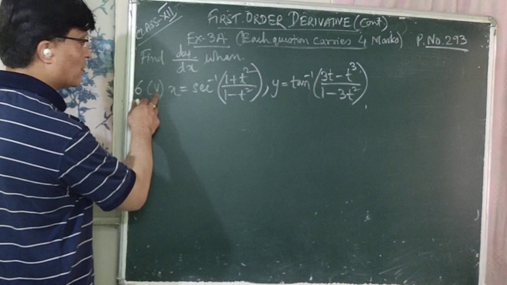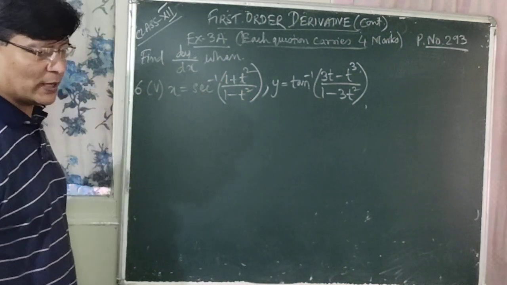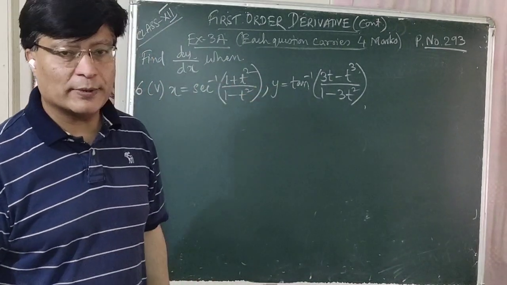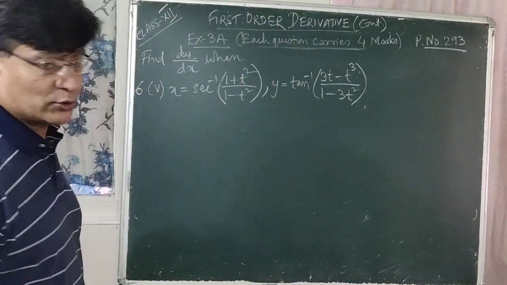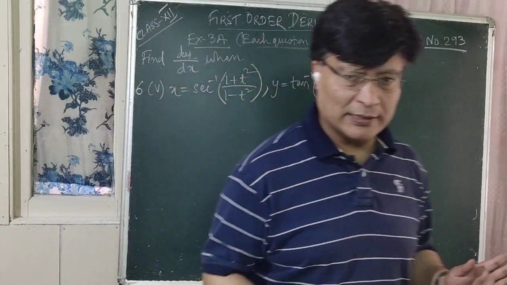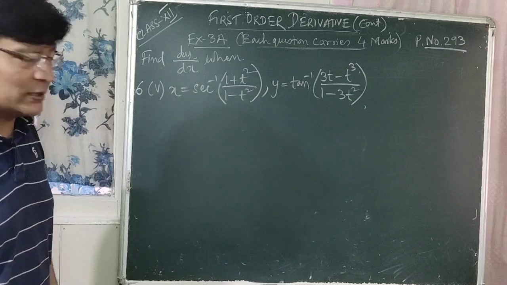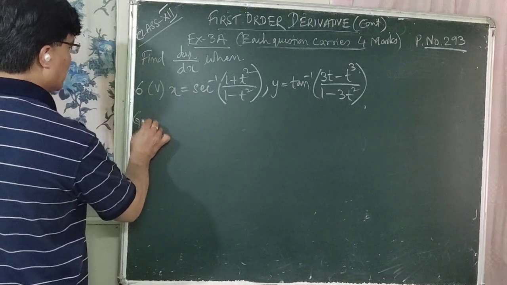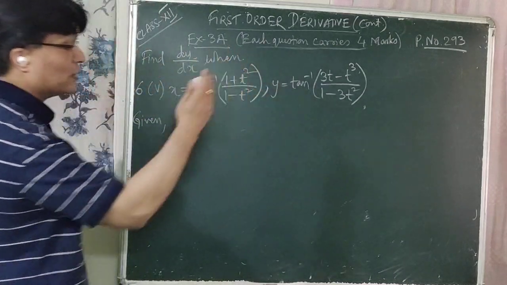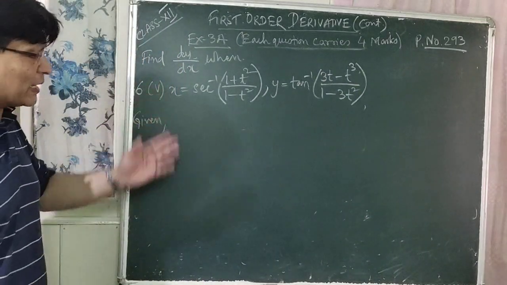Find dy by dx when x is equal to sec inverse within bracket 1 plus t square upon 1 minus t square, and y is equal to tan inverse within bracket 3t minus t cube divided by 1 minus 3t square. Okay. So here also you cannot differentiate it directly. So let us use the formula from inverse circular function or trigonometry. So these are also parametric equations. Here x and y are expressed in terms of a third variable t, that is t is a parameter here. So this is a parametric equation.